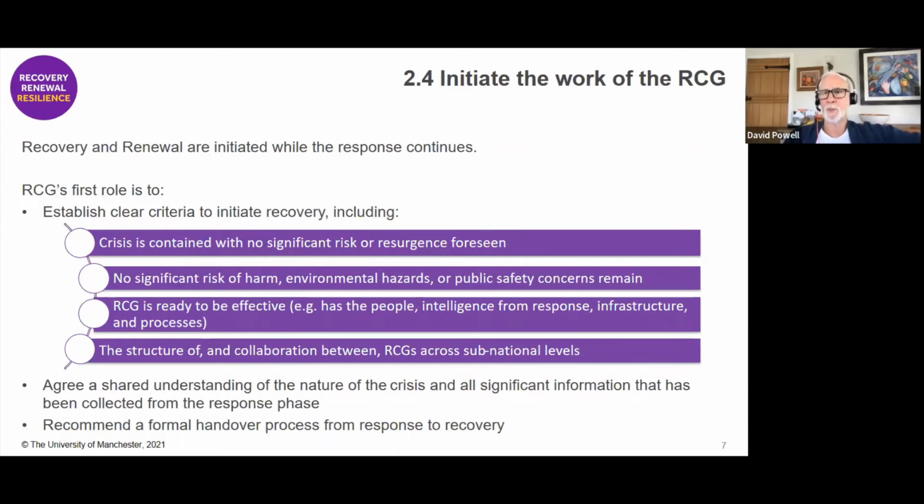So the people are in place, the information, the infrastructure, the support, for example, and also that you have the ability to connect into neighbouring RCGs or indeed national, subnational levels who could be available to support you. Key to all of this, though, we think is a really good understanding of the situation on the ground at the point where response is handed over to recovery. And we do recommend in the ISO a fairly formal process for doing so, not only for an audit trail, but to encourage the kind of professional handover from one phase to the other.